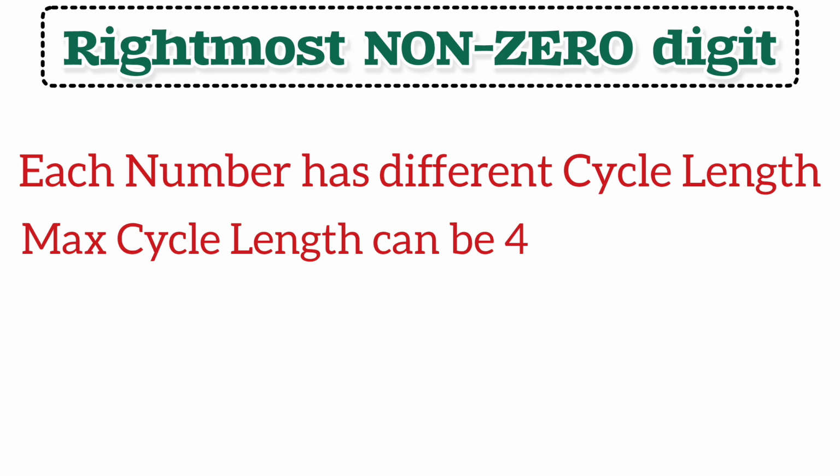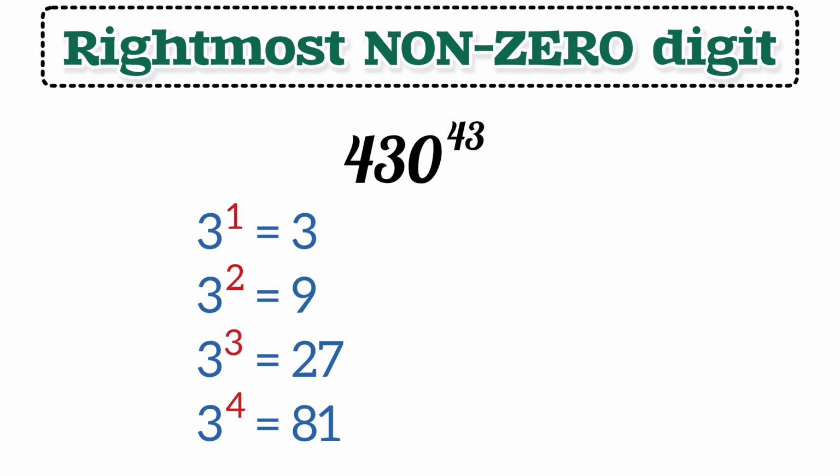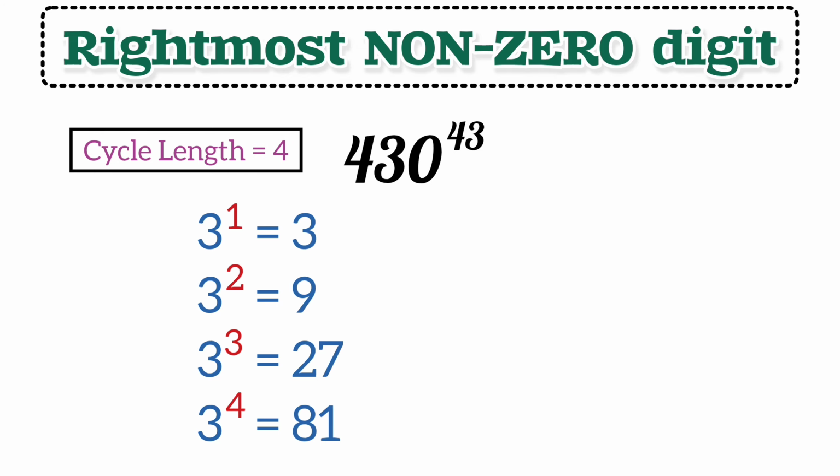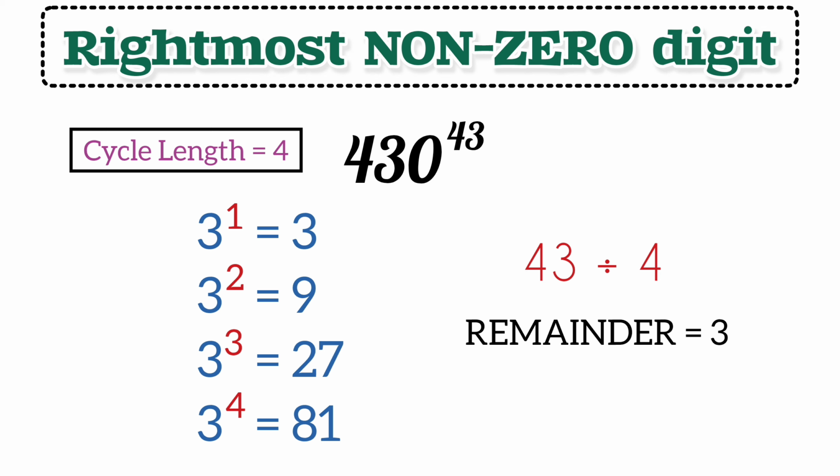Let's end this discussion with the last example, 430 raised to the power 43. The rightmost non-zero digit of the base is 3. Let's look at its values. Here cycle length is 4, and 43 divided by 4 leaves the remainder 3. Going to the third term in the cycle, the digit ends in 7, which is also the rightmost non-zero digit.